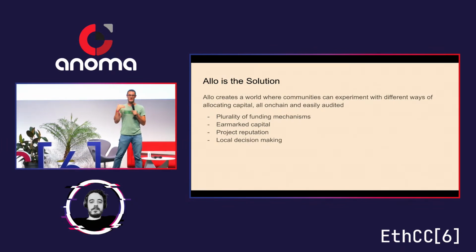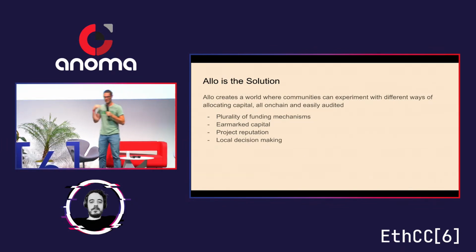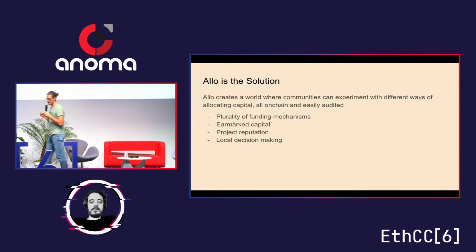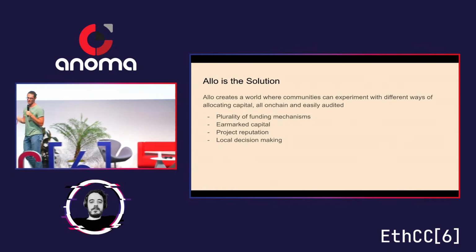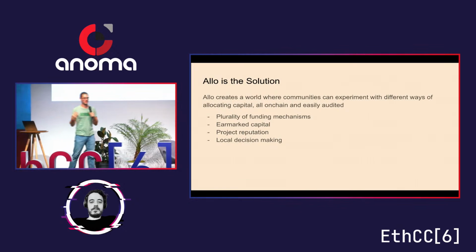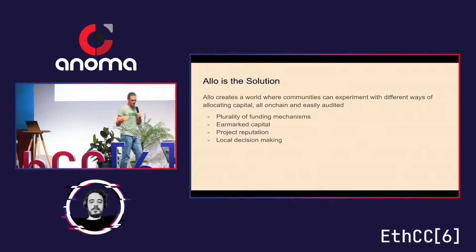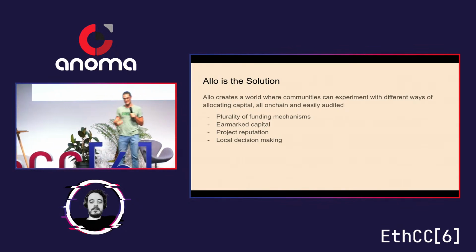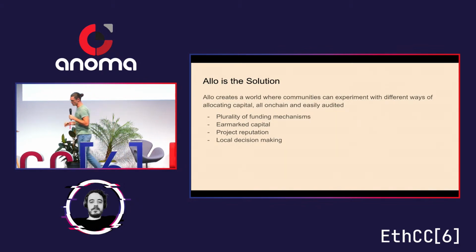Gitcoin put forward $20,000 in the matching pool. In total, the community allocated $80,000, so a 4x multiple, right? That's really cool. So with Allo, building on all that experience that Gitcoin has, Allo is a solution for making these capital allocation decisions, right?